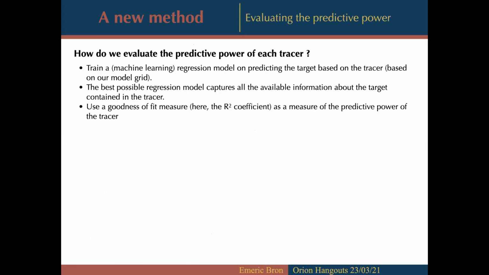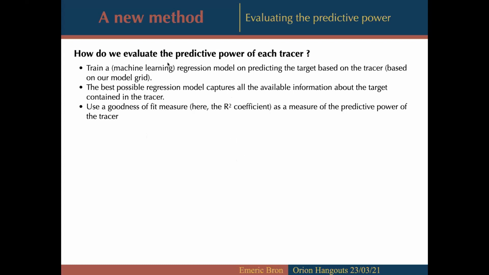So the way we do this, the idea to evaluate the predictive power of any given tracer, is that we train a machine learning regression model on the task of predicting the target quantity, the ionization fraction, based on that observable tracer, based on the model grid, of course. The idea is that if we manage to reach the best possible regression model, it will capture all the available information about the target that's contained in this tracer. And so a measure of the goodness of fit of this regression model, for instance the R-squared coefficient, will provide a measure of the predictive power of the tracer.